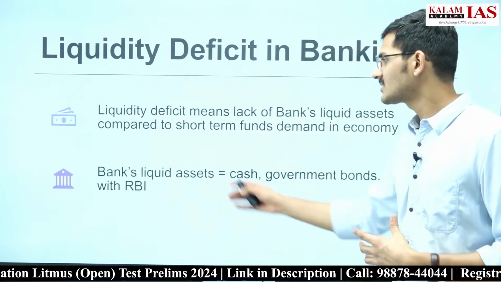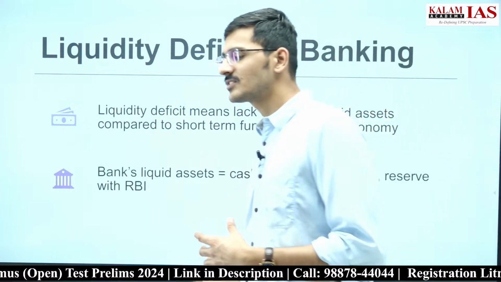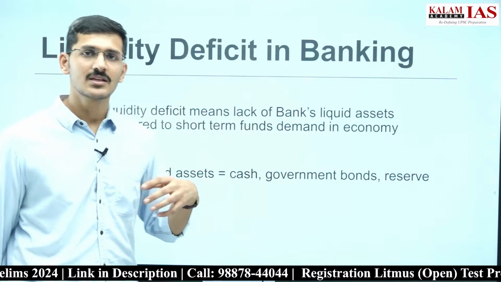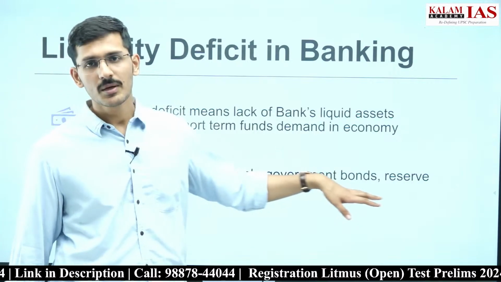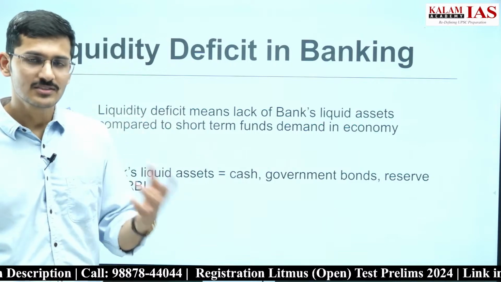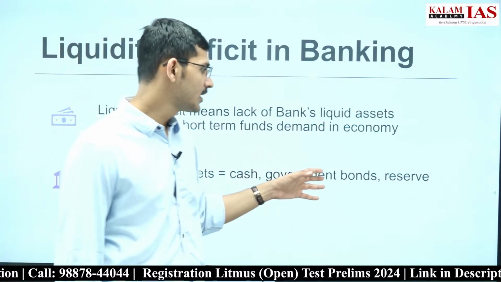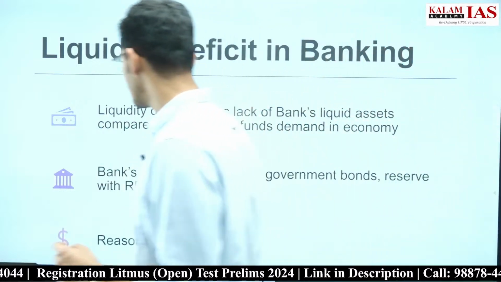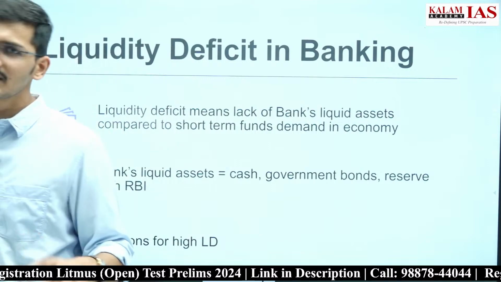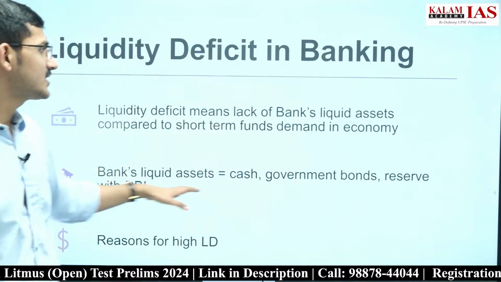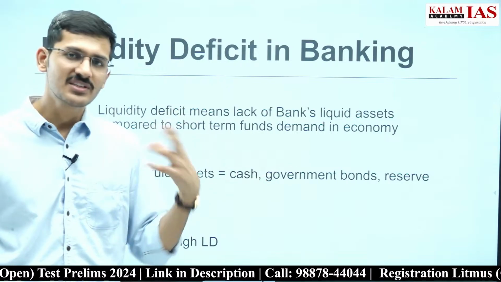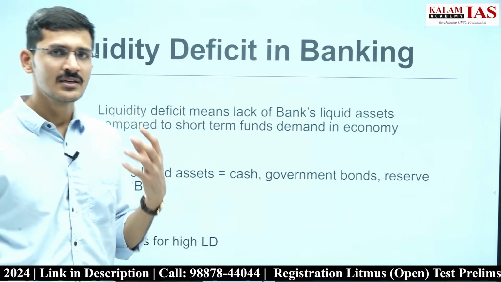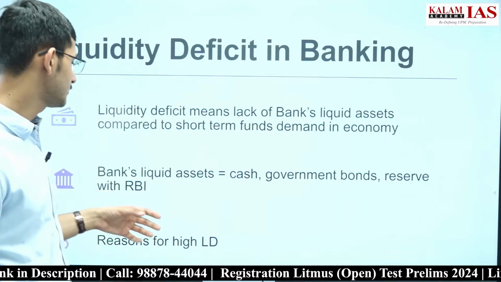So which assets are considered as bank's liquid assets? For example, cash, the cash that the bank has with itself. The government bonds are also a liquid asset because the bank can sell those bonds anytime it wants. And the reserves that the bank keeps with the Reserve Bank of India are also included in the bank's liquid assets. Now, if these liquid assets are not enough to meet the short-term funds demand in the economy, then we say that the banking sector is in a liquidity deficit phase.